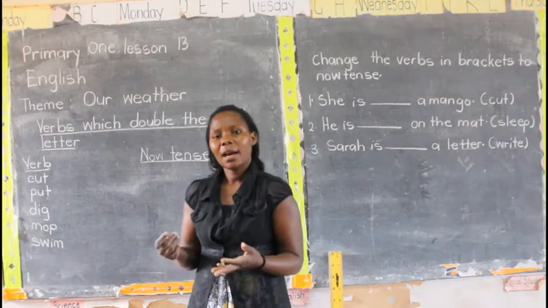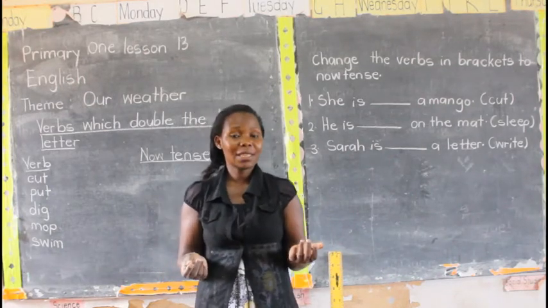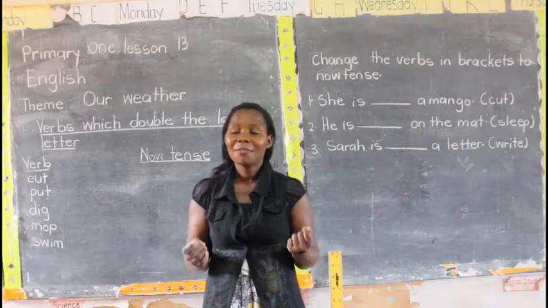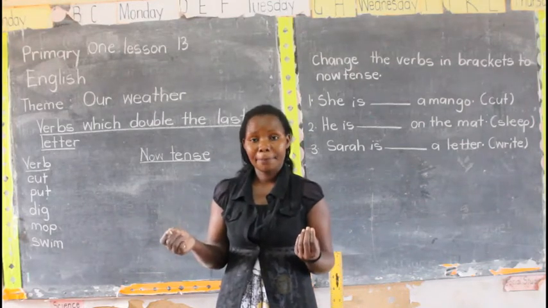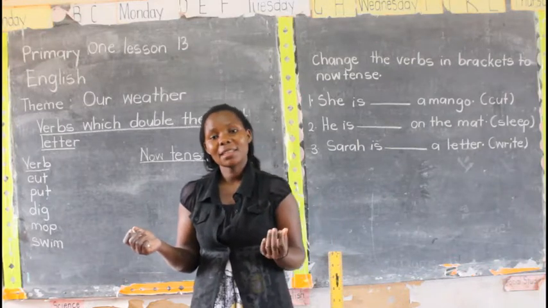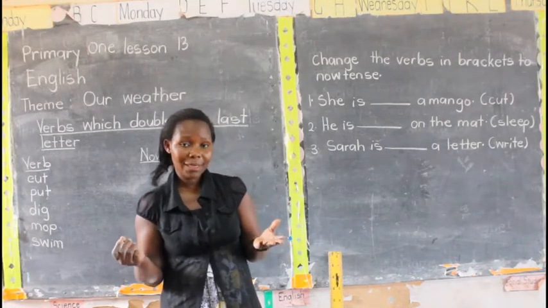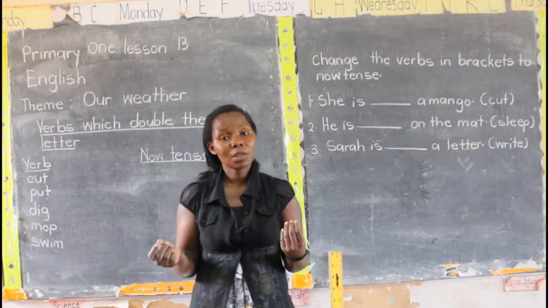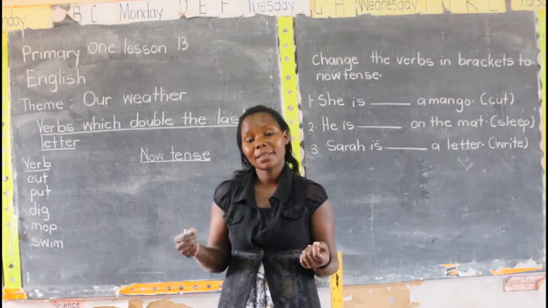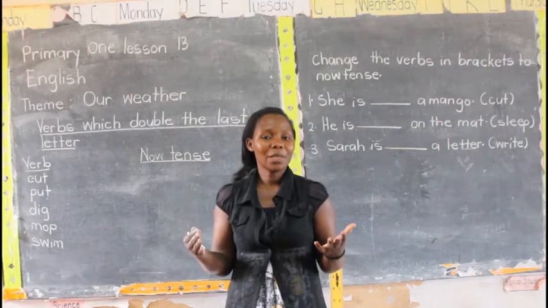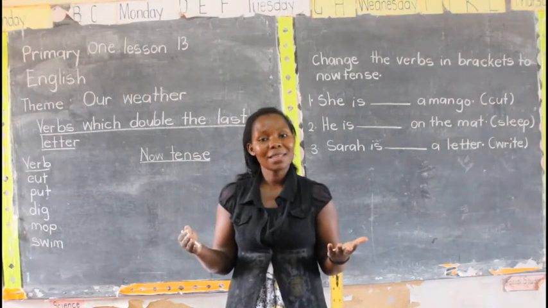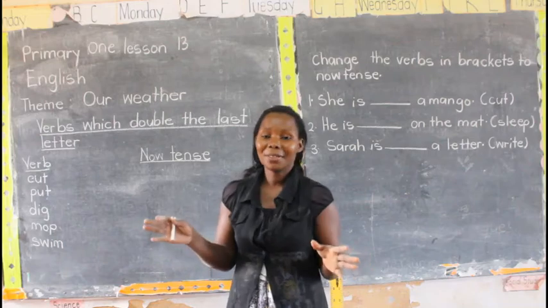We said, how can we change a verb to that tense? Very good. We add ing to the verb. And we said that now tense or present continuous tense talks about the actions happening at that exact time. Like right now, what we are doing, the tense is present continuous tense or now tense.